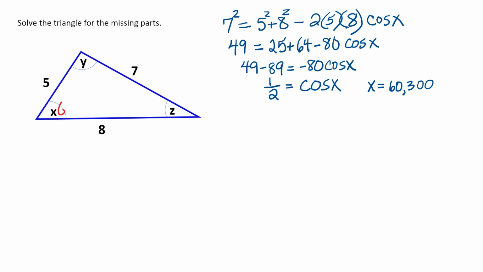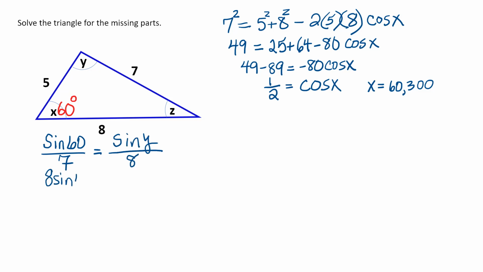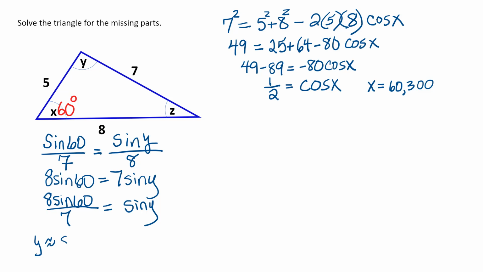All right, we're going to move on to another angle, and we can do that using the law of sines now because we do know that 7 is a side and its opposite angle is 60. So we'd have sine 60 over 7 is equal to sine y over 8. Cross multiply, and you're going to get 8 sine 60 equals 7 sine y. Divide by 7. 8 sine 60 over 7 is sine y. Punch that into your calculator, take inverse sine, and you will get y is about 81.79.